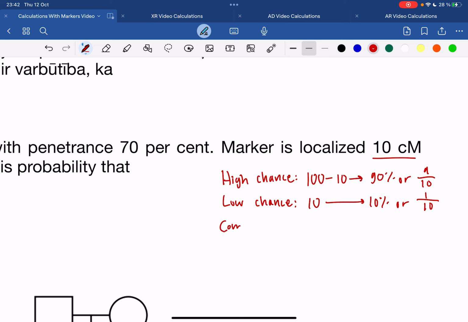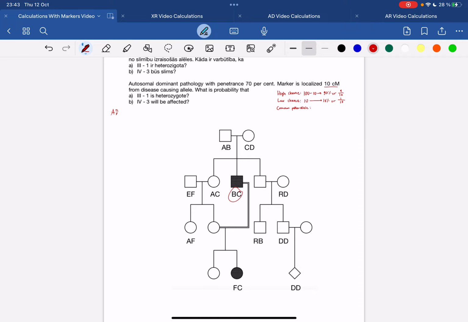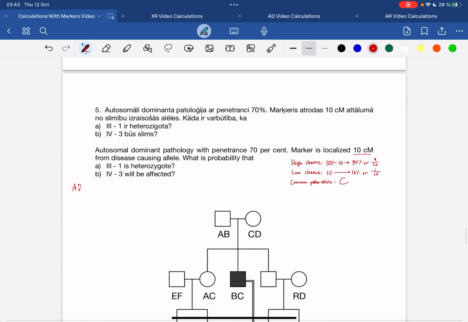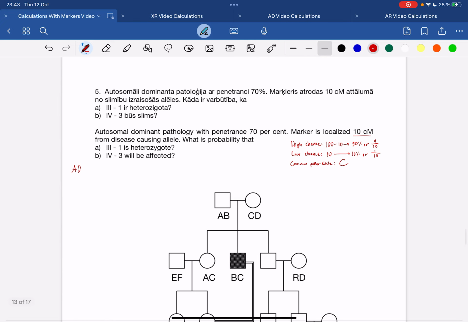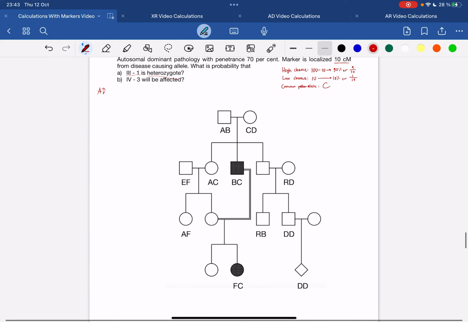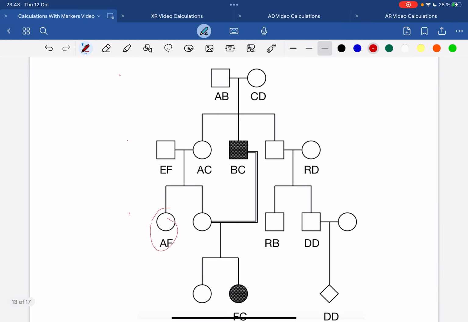And then the common pathogenic allele is, we have one person affected with a C and one other person affected with a C, so it would be a C. Now the first question is, what is the chance for 3-1 to be heterozygous? So 3-1 is this person right here. For this person to be heterozygous, it needs to have gotten this C from this person right here.